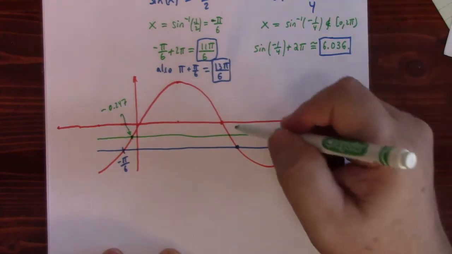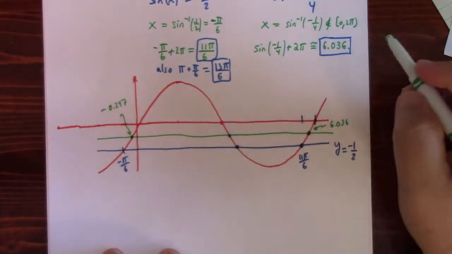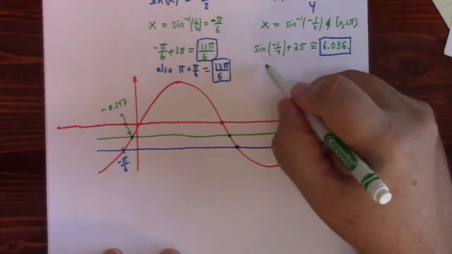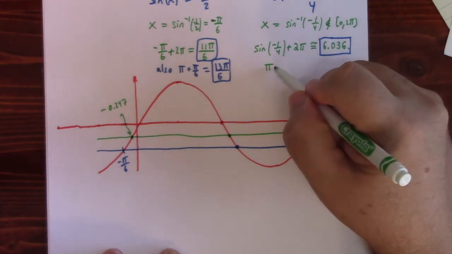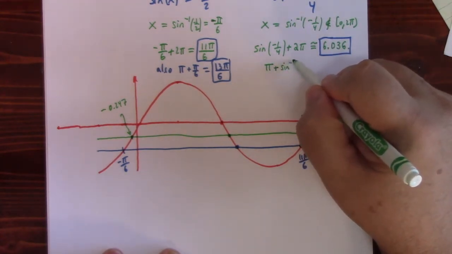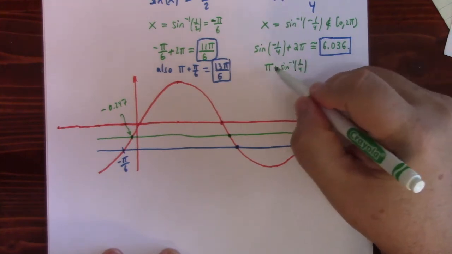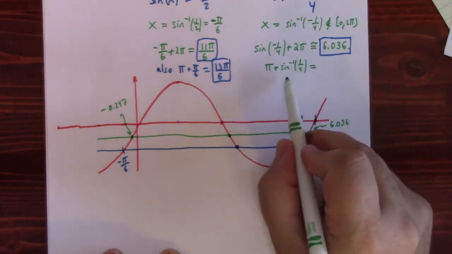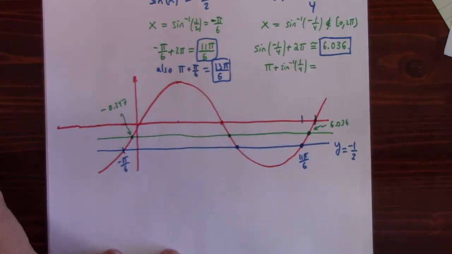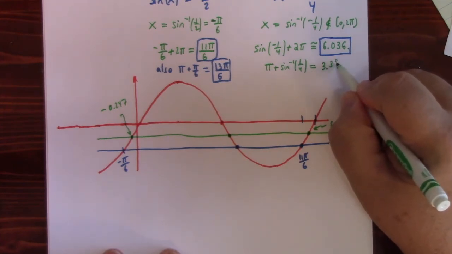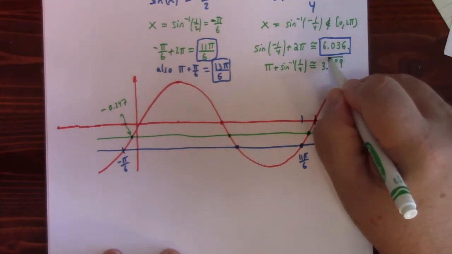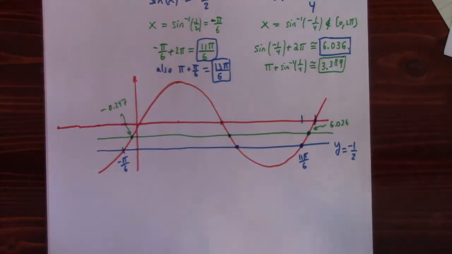But the point is, this solution right here is as far from pi as this one is from 2 pi. So we can take pi plus the inverse sine of 1/4, and that should give us the other solution, right? And I think that's how the answer is in the back of the book, but just to be more explicit, numerically we get 3.389-ish, something like that. So there's your 4th solution, right? So 4 solutions to this problem.